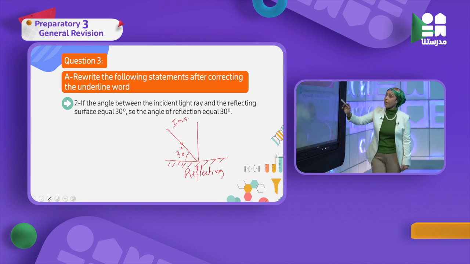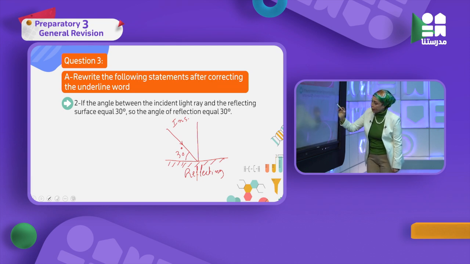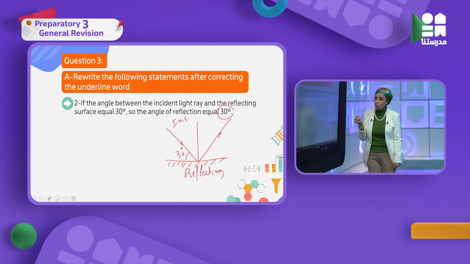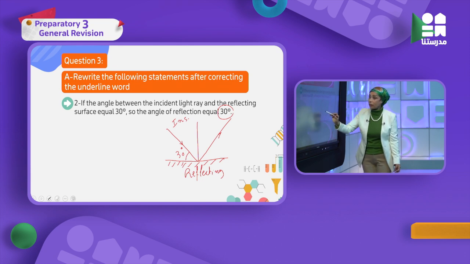So the angle of reflection, which is when the light ray gets reflected, it says equals 30. He is asking me whether it is 30. Let's think together. Here it's not the angle of incidence, it's the angle between the incident light ray and the reflecting surface. So I need to get the angle of incidence first, so I can see whether the reflection angle is right or wrong.